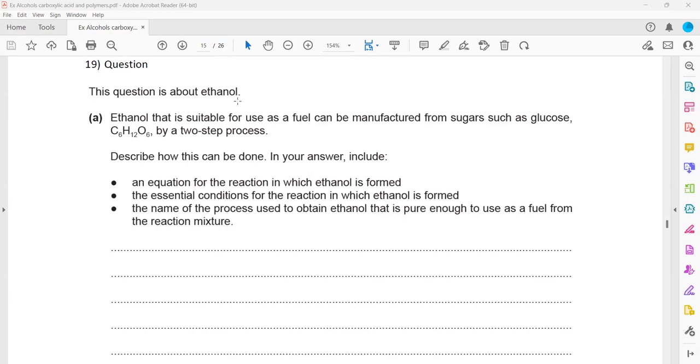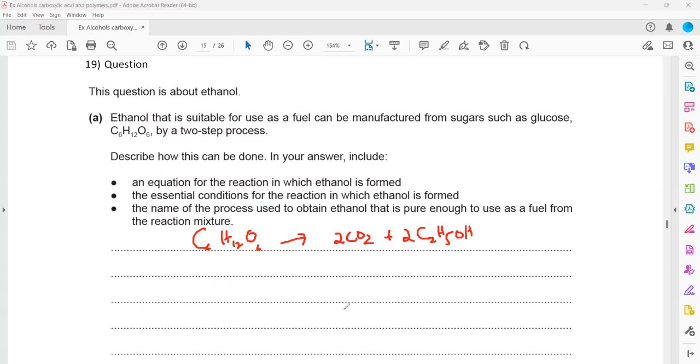First thing, what is the equation? If we want it from glucose, then we will write anaerobic respiration. C6H12O6 will give 2 moles of C2H5OH, ethanol, and 2 moles of carbon dioxide. So 1 mark is for writing a correct equation for this. If we want pure ethanol, we will also have to do fractional distillation, because only hydration of ethene will give pure one. And whenever you are writing an equation, write a symbolic equation.